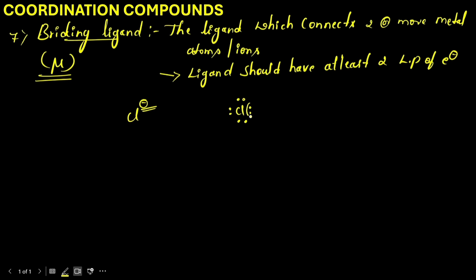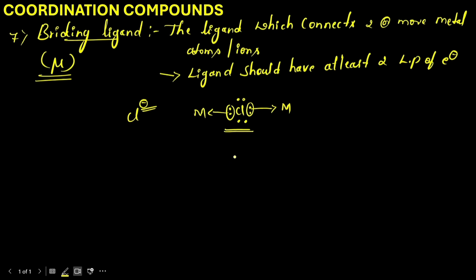Okay, here these 2 lone pairs of electrons are being donated to the metal, and here also these 2 lone pairs of electrons are being donated to the metal. Therefore, this Cl which is connecting two metals is acting as a bridge, hence it is an example of a bridging ligand.